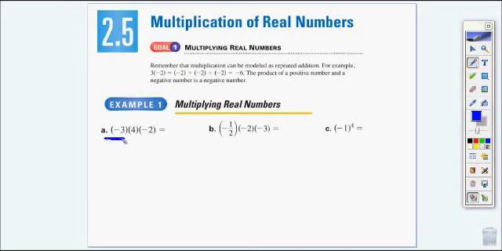I'm going to look at like terms, and this time my rules are going to apply that a -3 times a -2, but this time same signs make positives, no matter whether they're both positive to begin with or they're both negative. Same signs make positives. So a -3 times a -2 is going to give me a +6. And then I'm left with my 4. So my answer for letter A is 24.